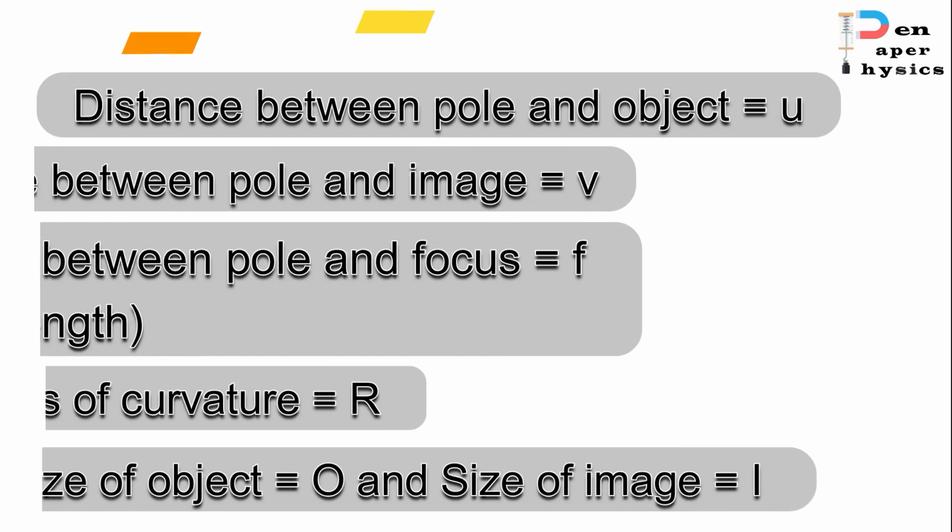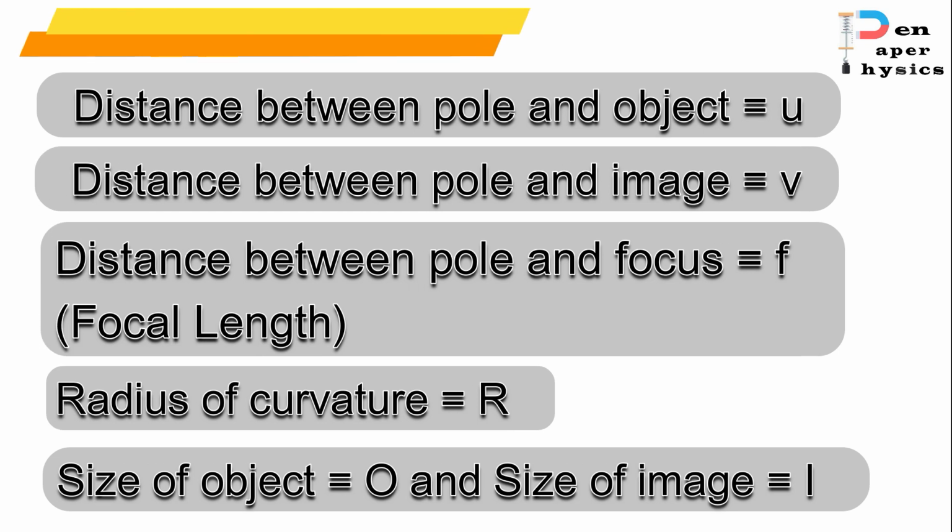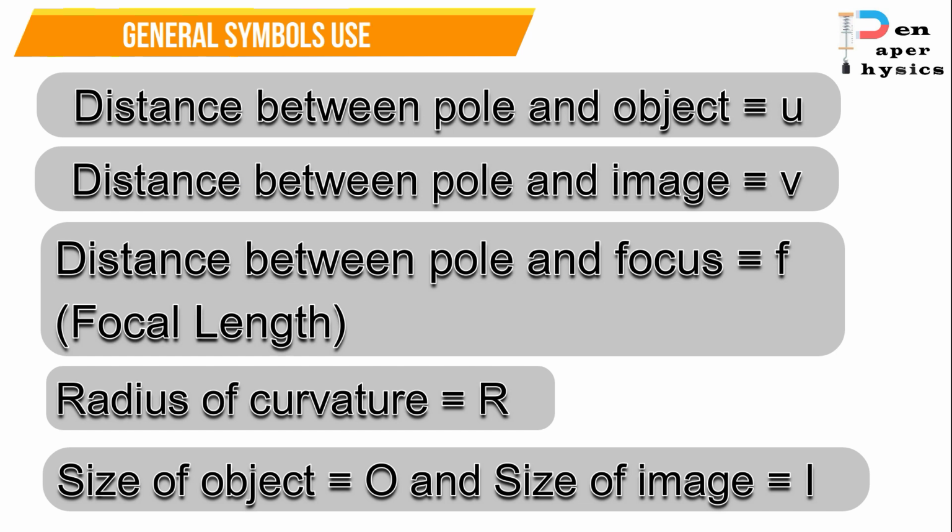Now we will learn some general terms that are used here. The distance between the pole and the object is always considered as u. The distance between the pole and the image is considered as v. The focal length is denoted by small f. The radius of curvature is capital R. The size of the object is O and the size of the image is I.